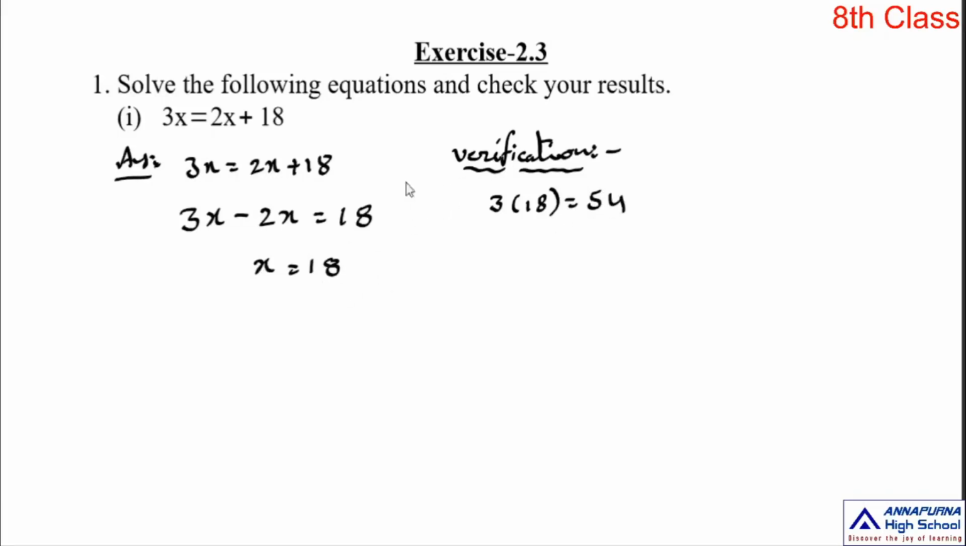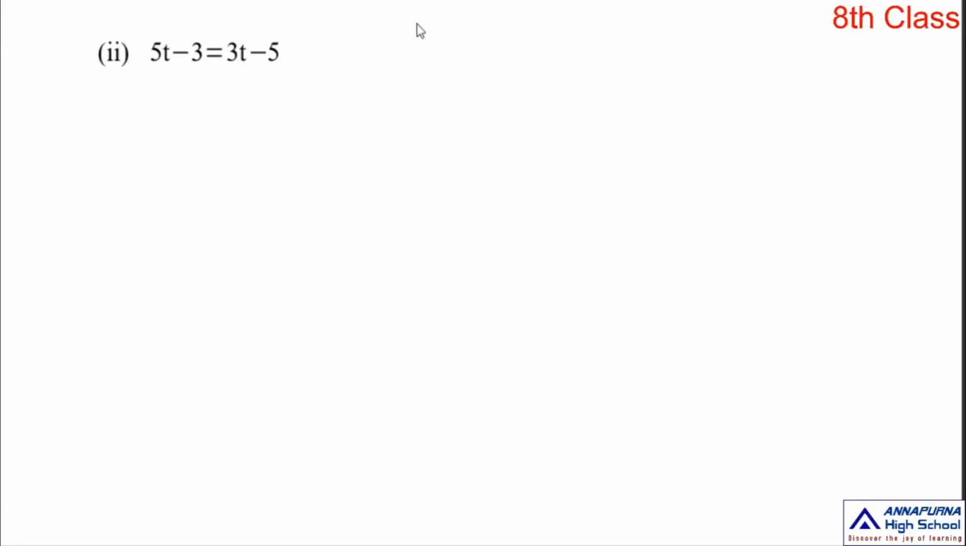And substitute the same value on the right side. So here what is the right side part of the given equation? That is 2x plus 18. So 2 into 18 plus 18, it is equal to 36 plus 18, it is equal to 54. So on both sides we get the same result. So x is equal to 18 is the solution of the first equation. Okay, let's come to the second equation.